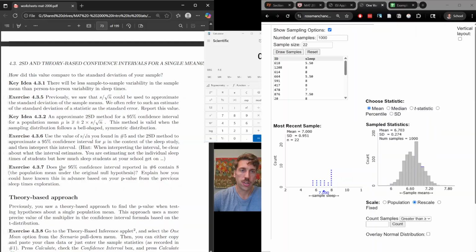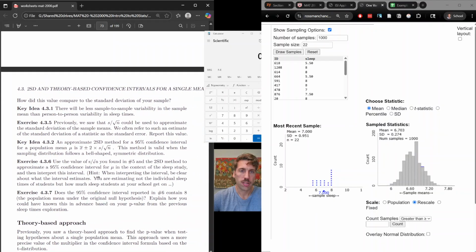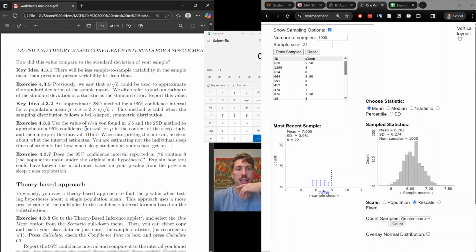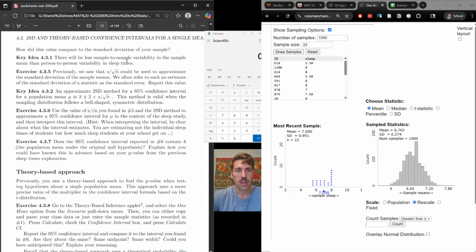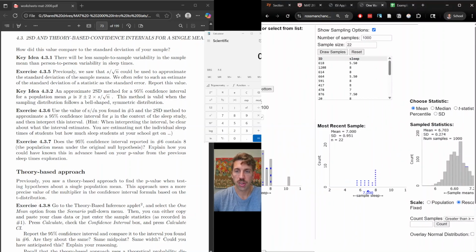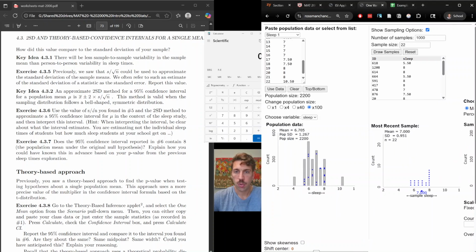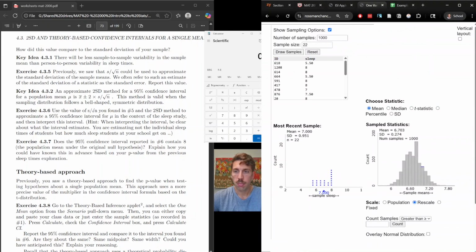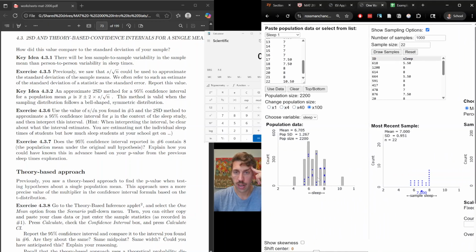Okay, so good use of the app. Remembering how to use the app is a key thing there. So there'll be less sample-to-sample variability in the sample mean than the person-to-person variability in sleep times. For instance, the person-to-person variability is 1.267 as a standard deviation, but when we're talking samples, we're talking 0.274 of the averages. Okay, so previously we saw that S divided by square root of n could be used to approximate the standard deviation of the sample means. We often refer to such an estimate of the standard deviation of a statistic as a standard error. Report this value.